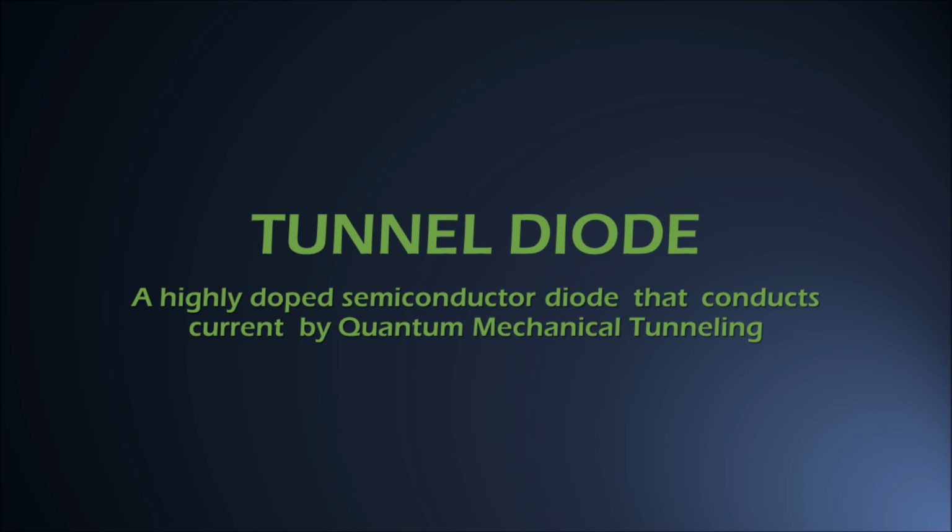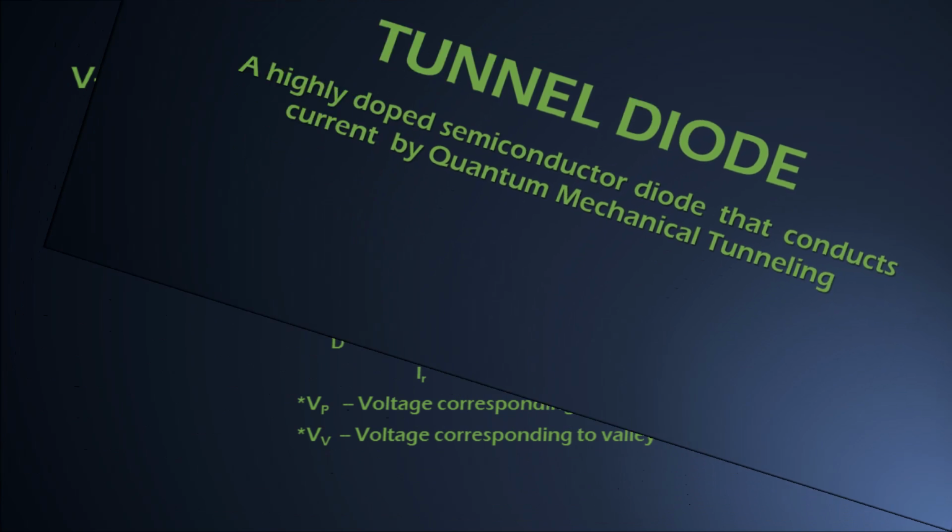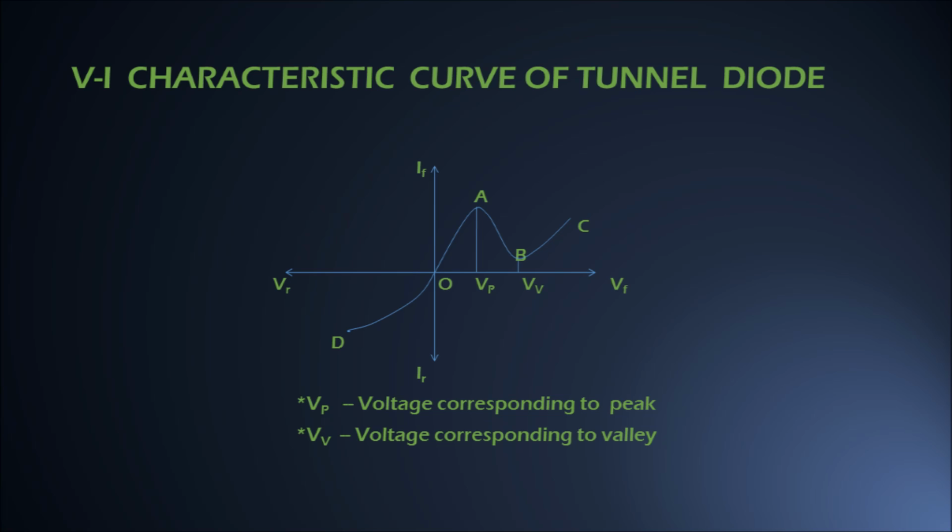It is used as a very fast switching device in computers, in high frequency oscillators, and also in amplifiers. It can be switched on or off in about 1 nanosecond. A tunnel diode is also known as Esaki diode, after the name of the Japanese scientist who also got the Nobel Prize for this invention. Now let us have a look at the volt ampere characteristic curve of a tunnel diode.